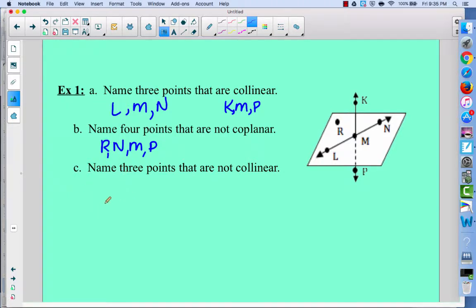All right, let's name some points that are not collinear. Okay, not collinear. So there's lots of options here for you. I could say K, M, and L. Those are not collinear points. They are not on the same line.